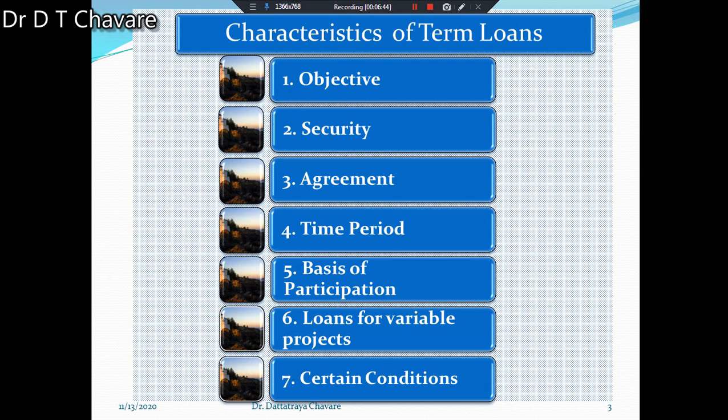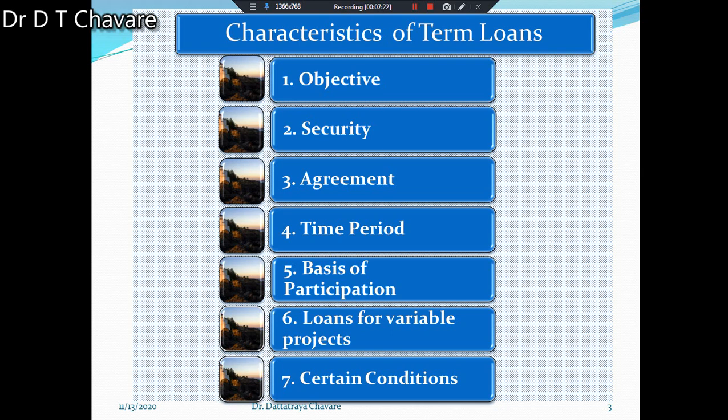Borrower has to prepare and submit a projected cash flow and cash flow statement to the bank. It means that loans for variable projects are also available, and that is another characteristic of the term loan. Then the next characteristic we have to study is certain conditions. Different types of conditions are there, and due to those conditions term loans are given.